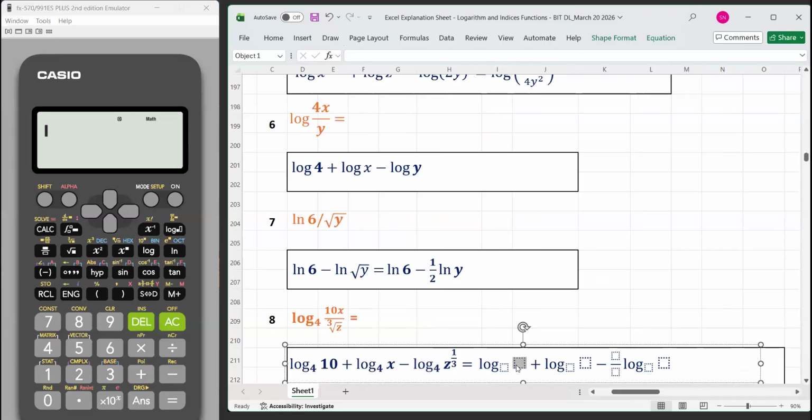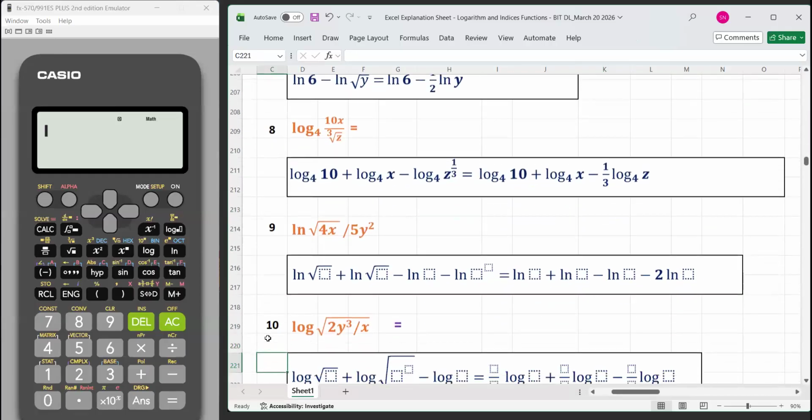So the first one, log 10 base 4, will remain the same. Then log x base 4 will also remain the same. Now, the power rule: z raised to the power 1/3 will become what? 1 over 3 log z base 4. Okay, great.